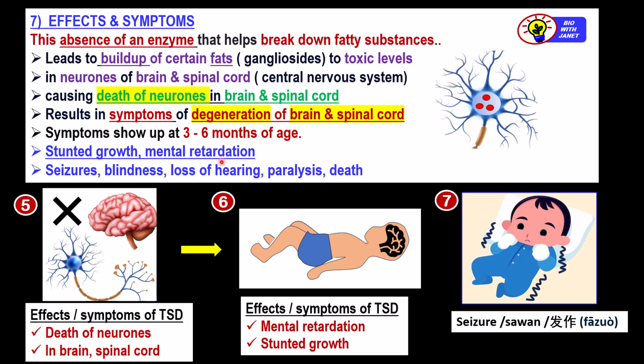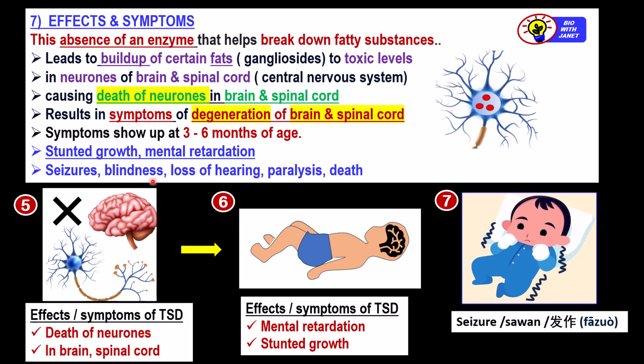Causes stunted growth, mental retardation. These two symptoms are stated in the textbook, so you have to know them. Causes seizures. Seizures are what in Malay you call sawan, and in Chinese is fa zuo, and that means they suddenly get this shaking and movement which they cannot control. Shivering, shaking, movement like that.